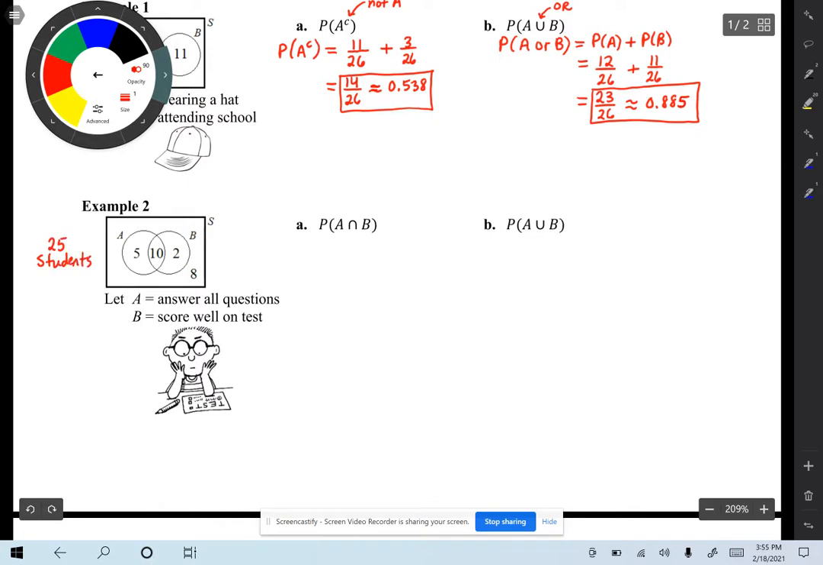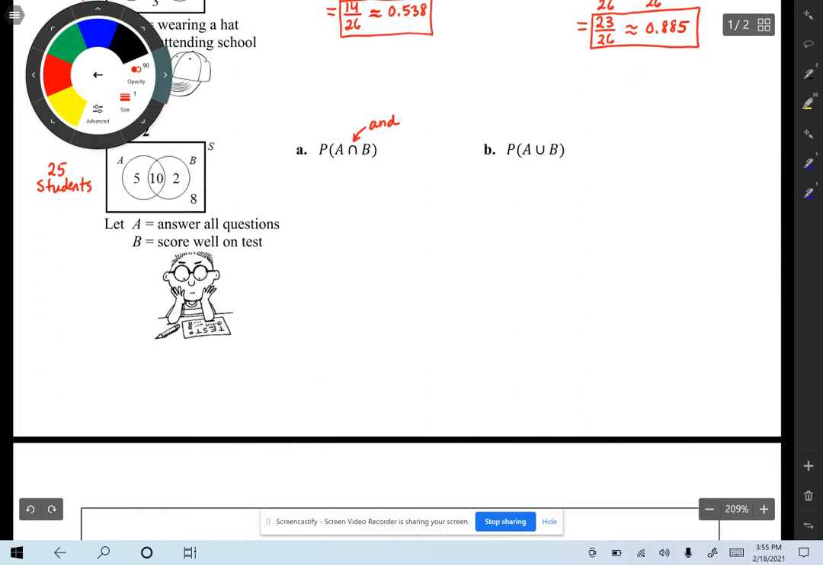Okay, and in part A, what's the probability of A and B? A and B would be the intersection. So the probability of A and B is 10 out of 25. This region right here. And let's reduce our fractions. We always should. So divide top and bottom by 5. So it'd be 2/5, which as a decimal is 0.4, or 40%. For some students, the numbers make more sense when they're a decimal or a percent.